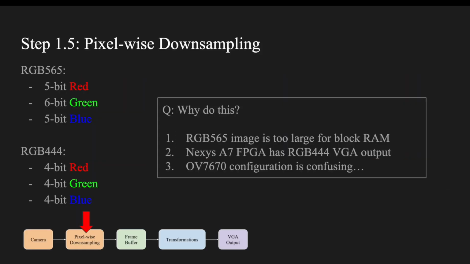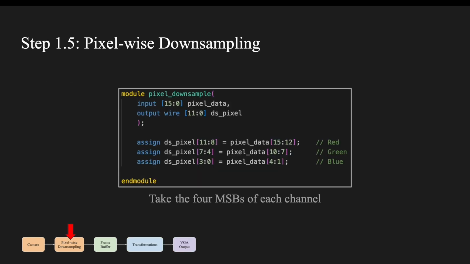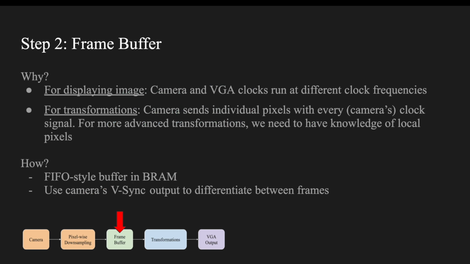So step 1.5, as I call it, is the pixel-wise downsampling, where we're converting from RGB565 to RGB444. The reason we're doing this, one, is that the RGB565 is too large for the block RAM, and two is that the VGA on the Nexys A7 only has 4-bit output values anyways. So you can see to do this, we're simply taking the 4 most significant bits of each color channel, and setting that as our RGB444. Very simple.